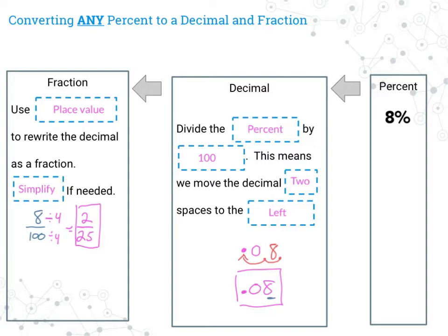Now, if you didn't know to divide by 4, you could divide by 2 once, and you would have gotten 4/50, and then divide by 2 again to get 2 out of 25. So you don't have to know the largest number that it can be simplified by. You just have to keep simplifying until you can't simplify anymore. Let's go ahead and take a look at the next one.